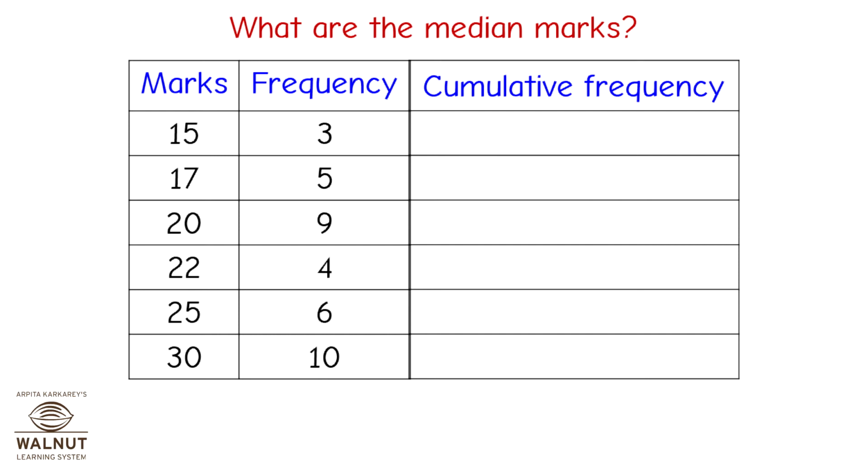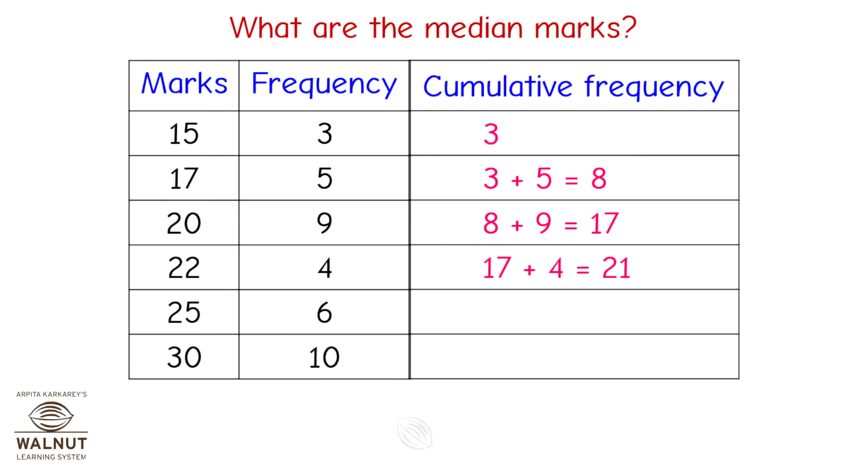We write the first frequency as it is, that is 3. In the next row, we add the frequency to this number. So, we have 3 plus 5 is equal to 8. Again, 8 plus 9 is equal to 17. Again, 17 plus 4 is equal to 21.